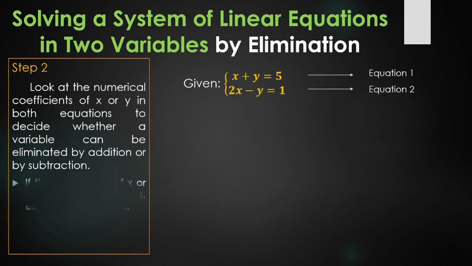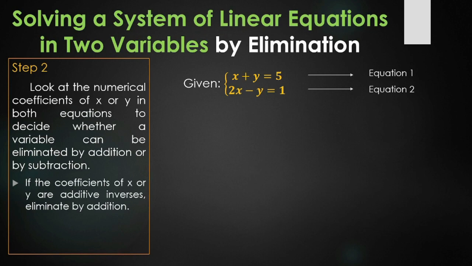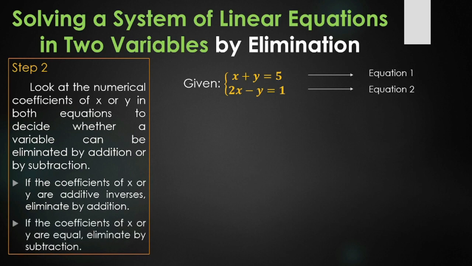For step 2, look at the numerical coefficients of x or y in both equations to decide whether a variable can be eliminated by addition or by subtraction. So when do we eliminate by addition? If the coefficients of x or y are additive inverses. What do we mean by additive inverses? For example, 1 and negative 1, 10 and negative 10, those are examples of additive inverses, or in the common term, it's called opposites. When do we eliminate by subtraction? If the coefficients of x or y are equal.